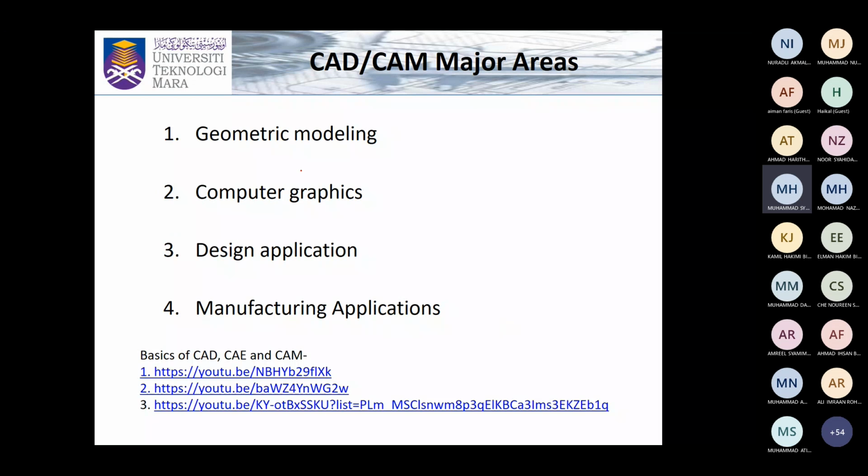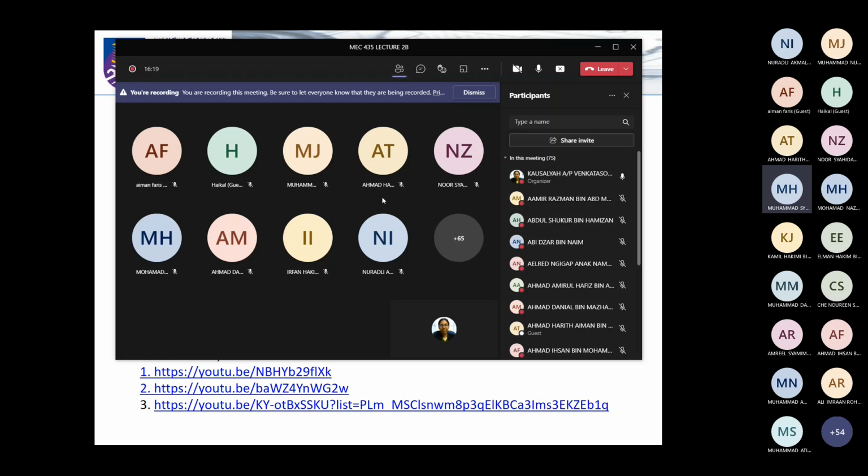The major areas under CAD and CAM are geometric modeling, where you model and design your product. Then we have computer graphics. Without computer graphics, for all of you who play games, you know that your game is not going to work, especially the current games. Why do you need computer graphics for games? Anybody? Can somebody tell me why you need computer graphics for games?